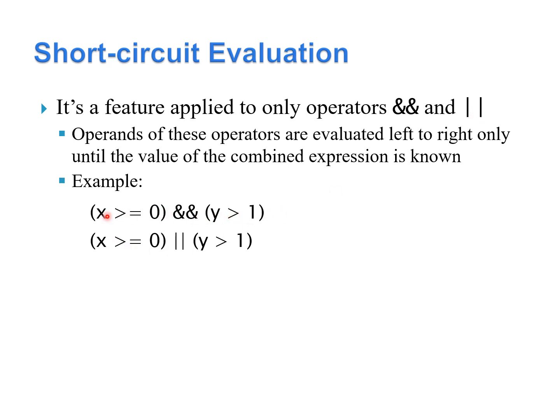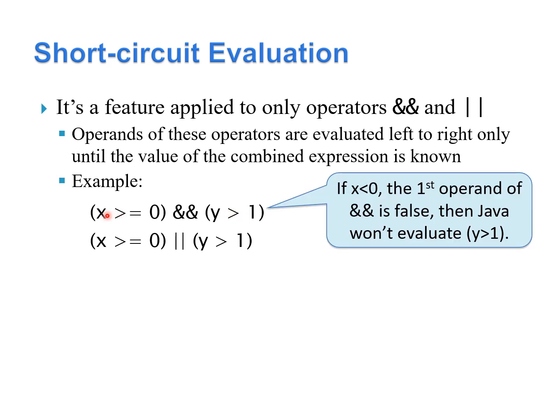For example, consider the first expression, which is the conditional AND of two operands. The first one is x larger than or equal to 0, and the second one is y larger than 1. So if the variable x is less than 0 before this logical AND expression is evaluated, then the first operand of the logical AND is false. So then Java will not evaluate the second one, which is y larger than 1.